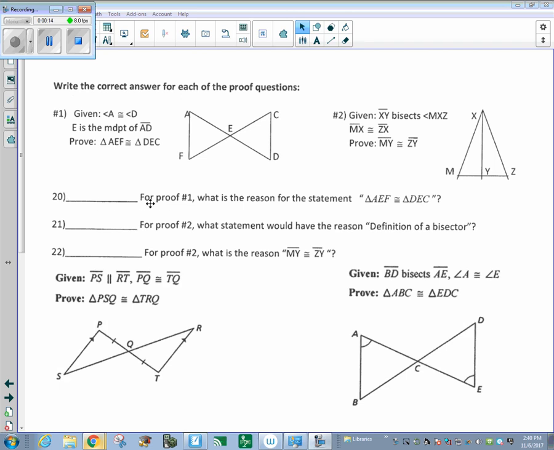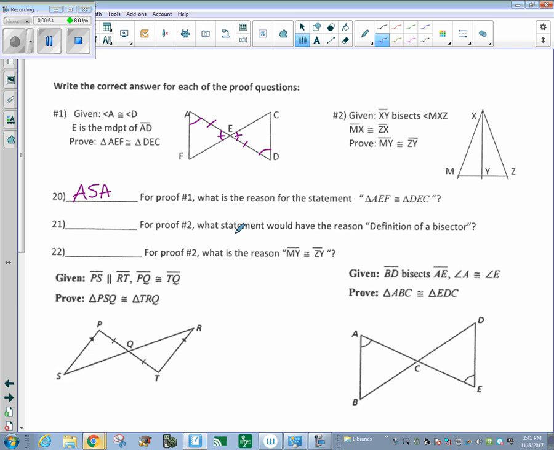So number 20 says, for proof number 1, what is the reason that these triangles are congruent, AEF and DEC? Well, if you look at the given information here, they told me that angle A here and angle D were congruent. They also told us that E is the midpoint of AD, so that guy right there would be congruent to itself by definition of midpoint. And then finally, I know that vertical angles, this angle here, is congruent to that angle there. So these two triangles are congruent by angle side angle.